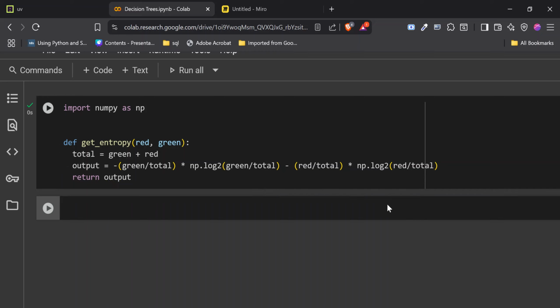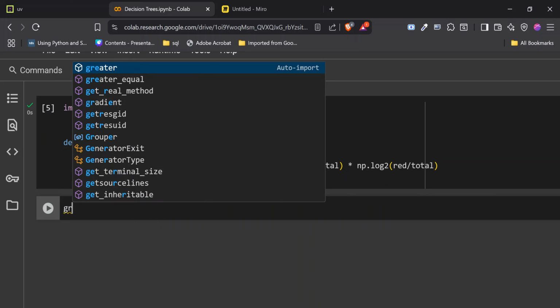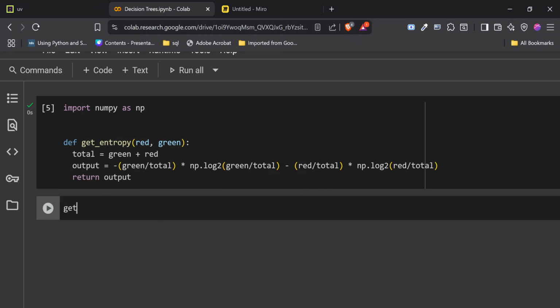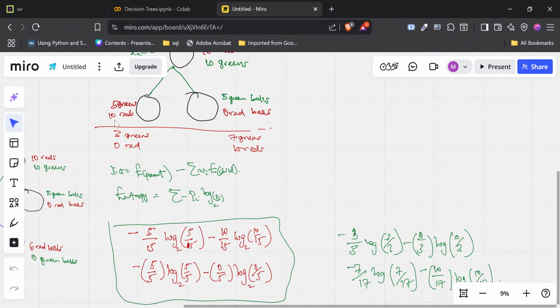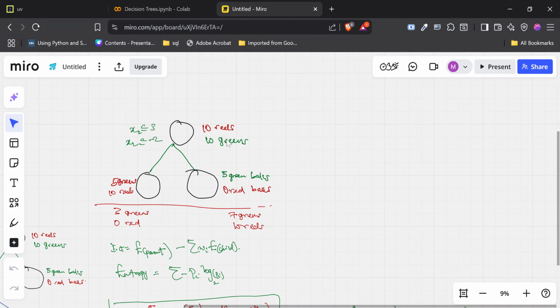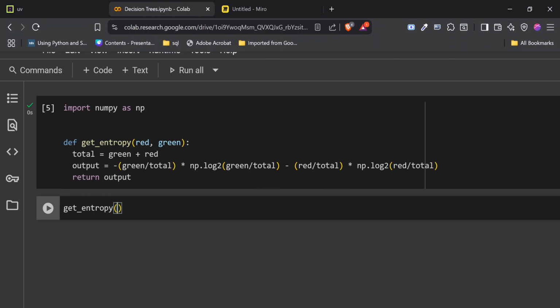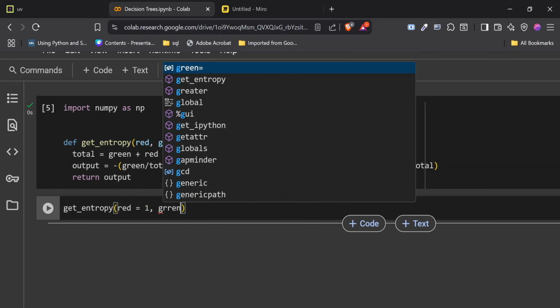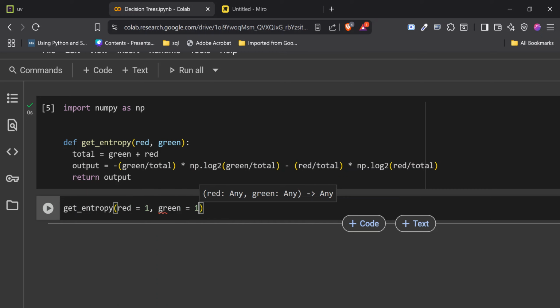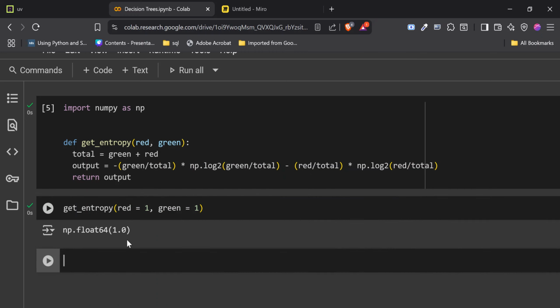Then if we run that, we can come to this place and check for each one of them. The way we know if this get entropy function is working is if we give it something very obvious. The entropy for this place should be perfectly zero, and this one should be perfectly one. So if we say red equals one, green equals one, the output should be one. If we run that, that's correct.